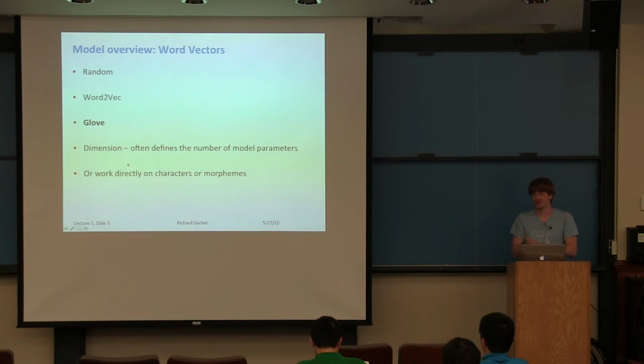The number one decision that you'll have to make, once you've decided which kind of word vector you want to use, is also the dimension. So that, in many cases, defines the number of model parameters downstream. One thing we'll actually cover today is that instead of using word vectors, you could also just directly work on the character level, or even go down to the morpheme level, which has been shown to be incredibly useful. Just put it like that.